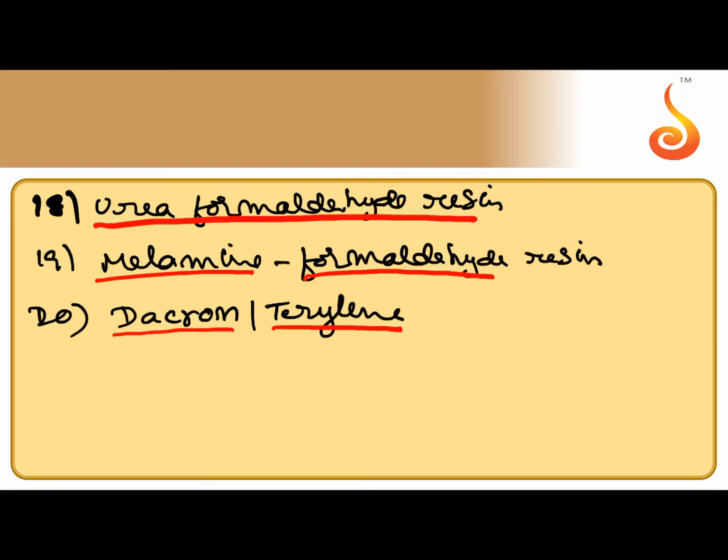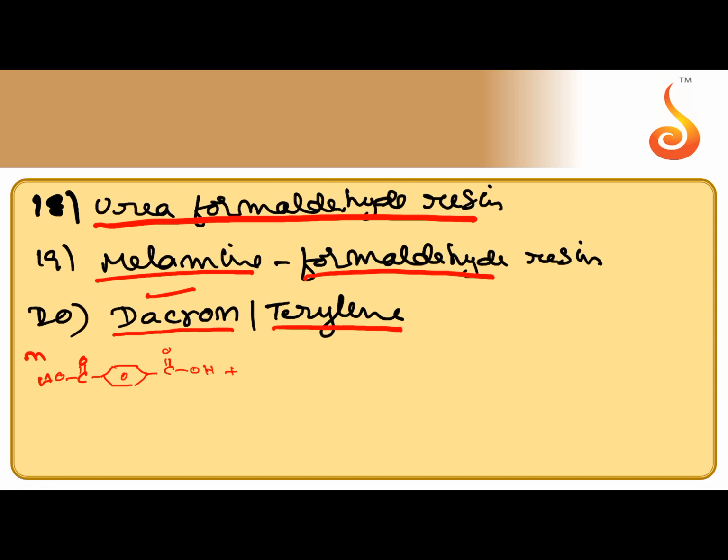Dacron or terylene, these are. Terephthalic acid, so this is copolymer, condensation polymer, polyester. Dacron is formed by two monomers. Terephthalic acid, benzene 1,4 dicarboxylic acid is terephthalic acid.